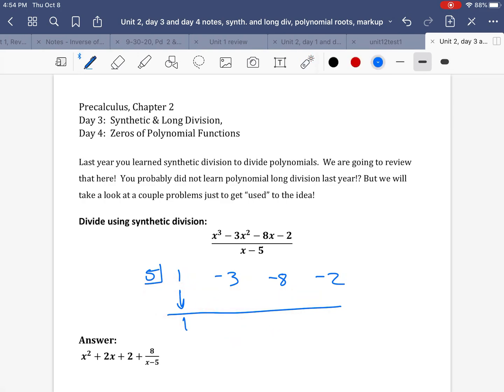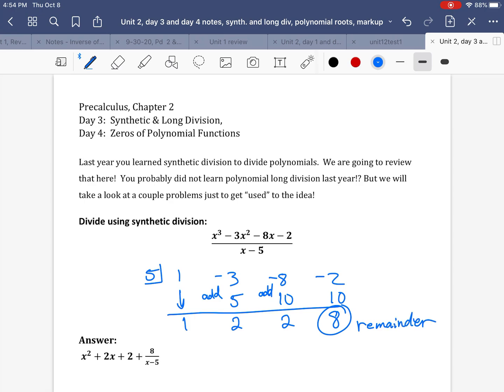So let me go and write that in there now. So 1 times 5 is 5. I add these together, and then I get 2. 2 times 5 in the corner again is 10. Again, I add these, and I get a 2. 2 times 5 is 10. Add those up and get an 8. So remember, this guy right here, this is my remainder.